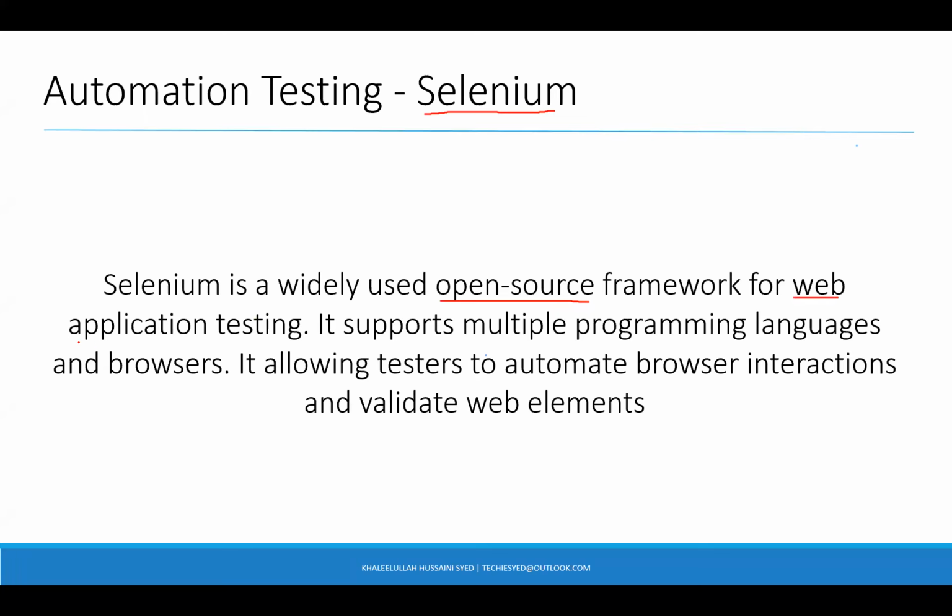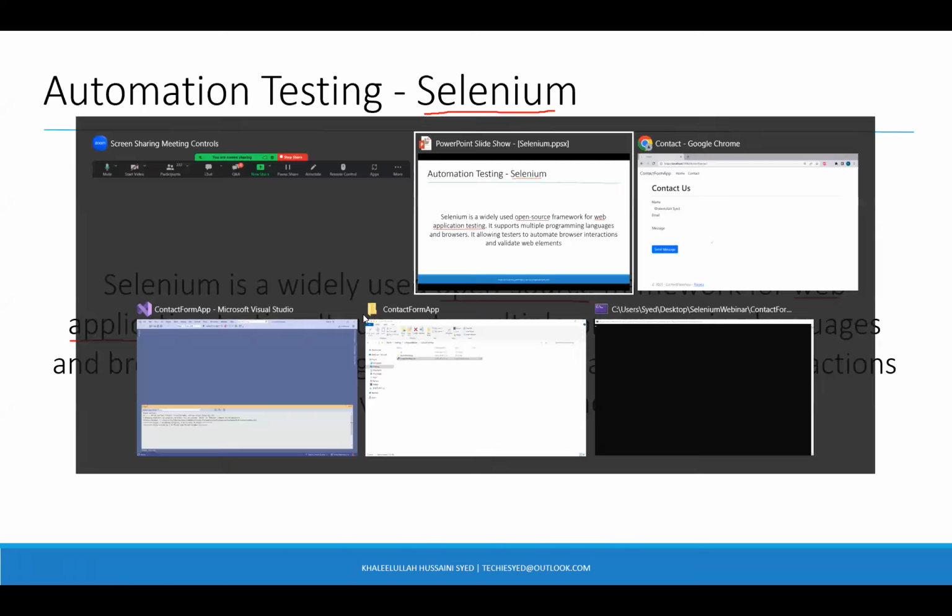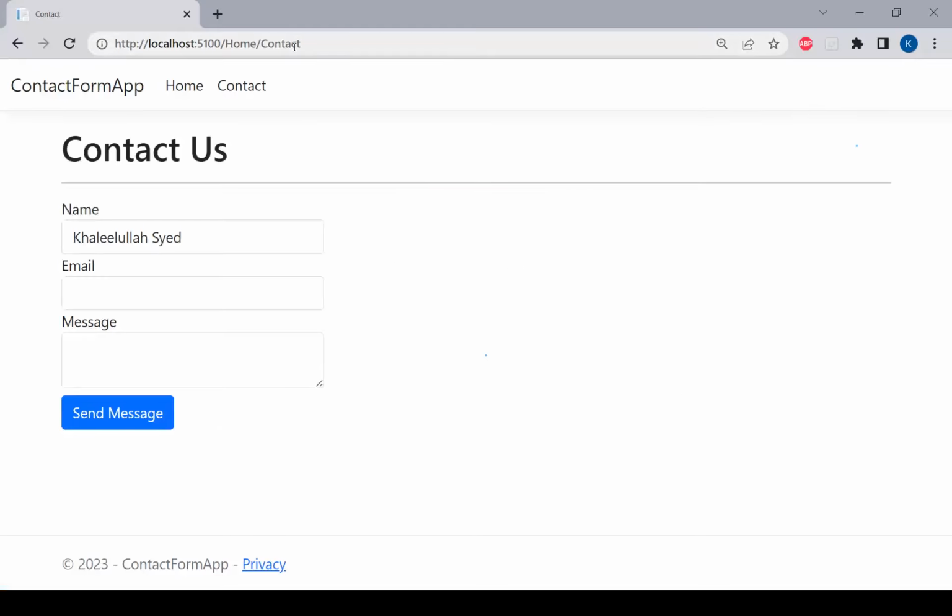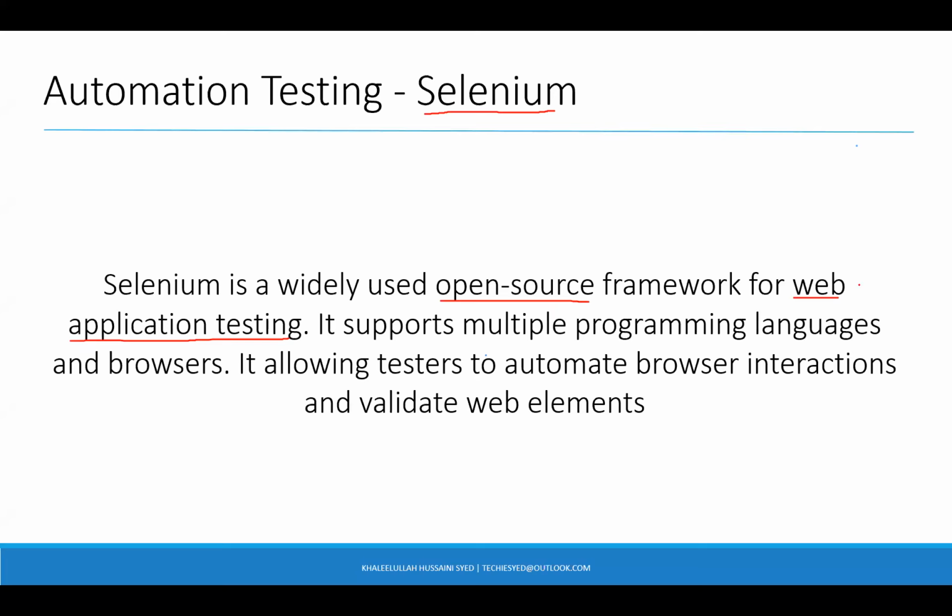Now, this is important. We have mobile applications, we have desktop applications, we have web applications as well, right? Selenium is basically used for testing web applications. As you can see here, the one that I am showing you is a web application. It's running in my browser, right? So I can write the test for this web application with the help of Selenium. Please note that it is not for desktop applications or mobile applications.